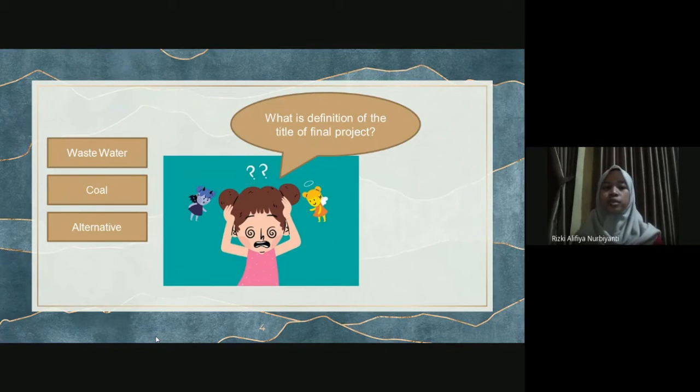For the second word, coal is a combustible black or brownish-black sedimentary rock found as rock strata called coal seams. Coal is mostly carbon with variable amounts of other elements, chiefly hydrogen, sulfur, oxygen, and nitrogen. For the last word, alternative is a proposition or situation offering a choice between two or more things, only one of which may be chosen.